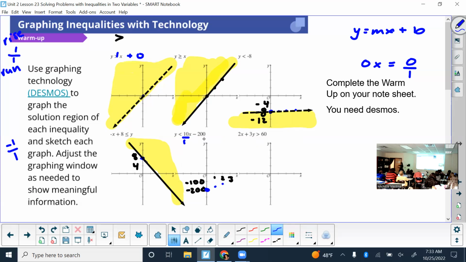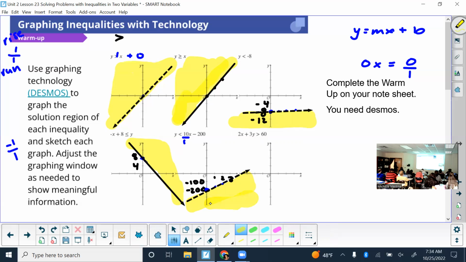Solid or dashed? Dashed is correct. And shaded above or below? Below. Should be able to see that same thing in Desmos too, correct?